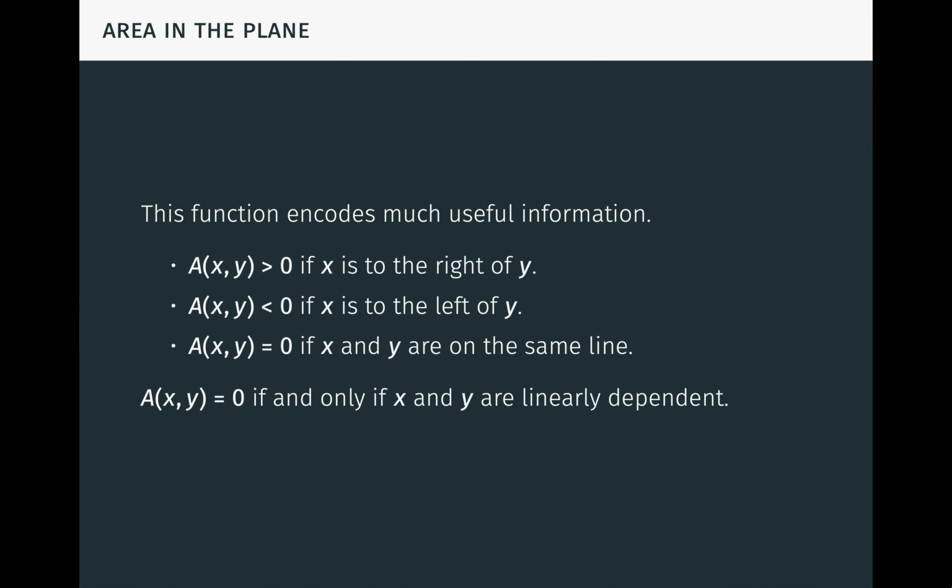This implies that A(x,y) is 0 if and only if x and y are linearly dependent. So A determines with a single number whether two vectors are linearly dependent. This is one of the most important properties of A and why it's called a determinant function.